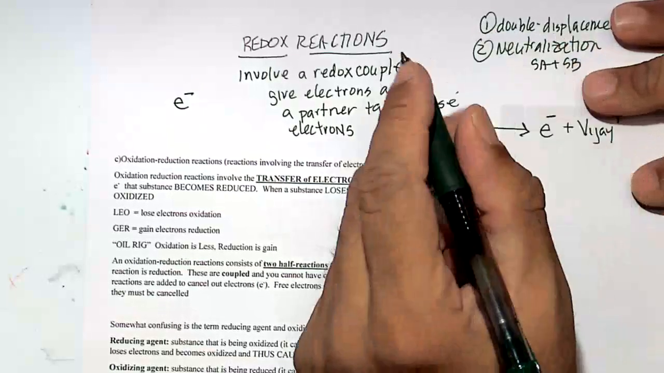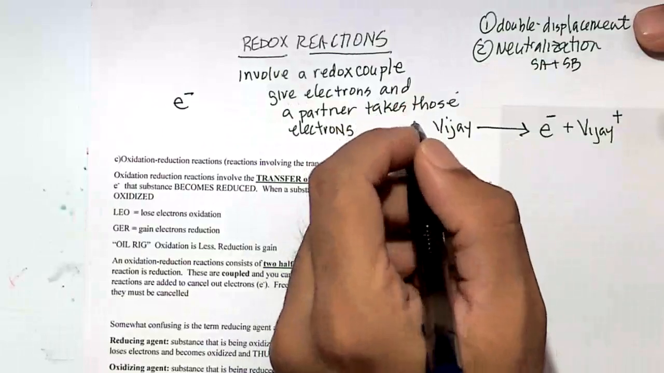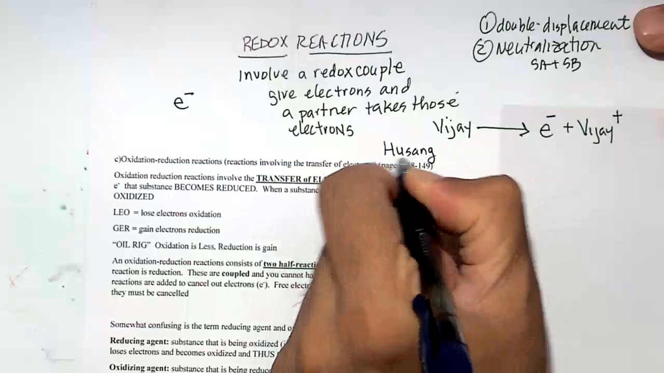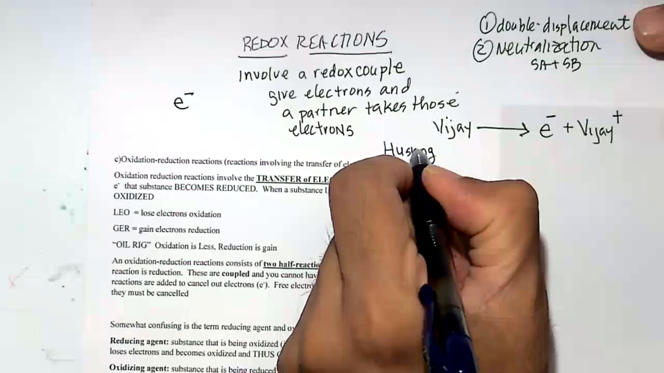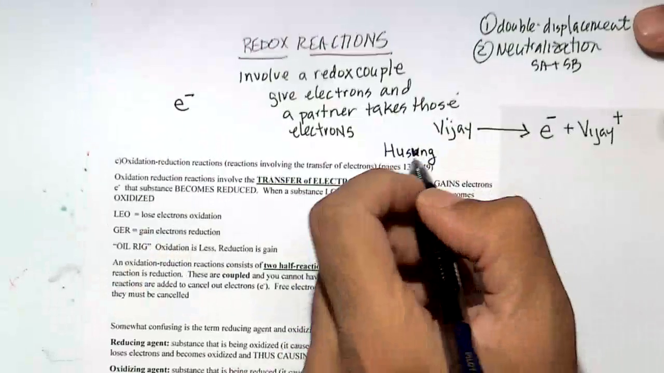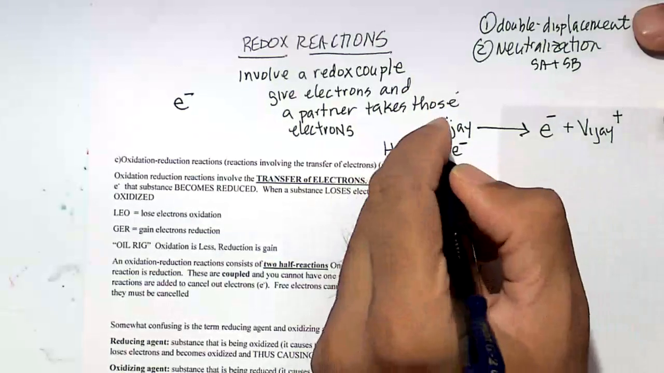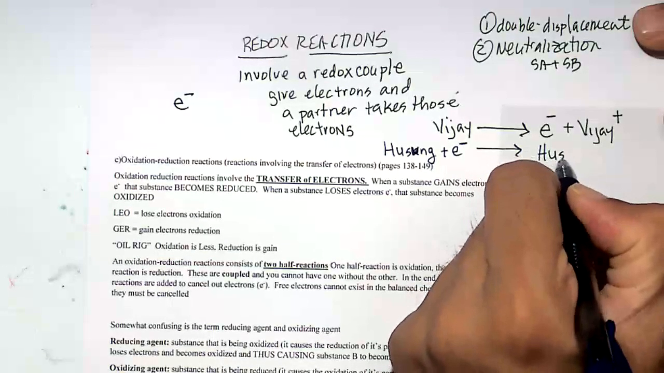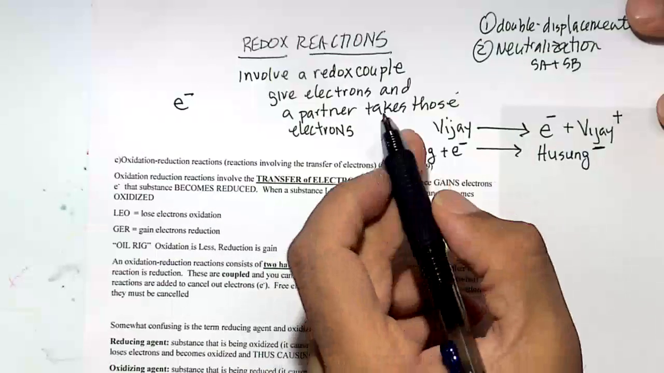So for every giver, there's a taker. Husong is going to take that electron. I'll put you in blue. So he takes that 1 electron, right? S-U-N-G. There you go, my apologies. Husong takes that electron, and what will you become? Negatively charged.